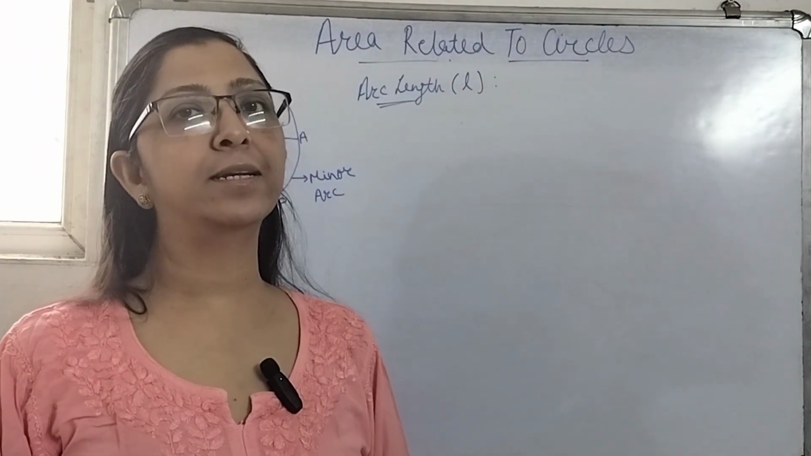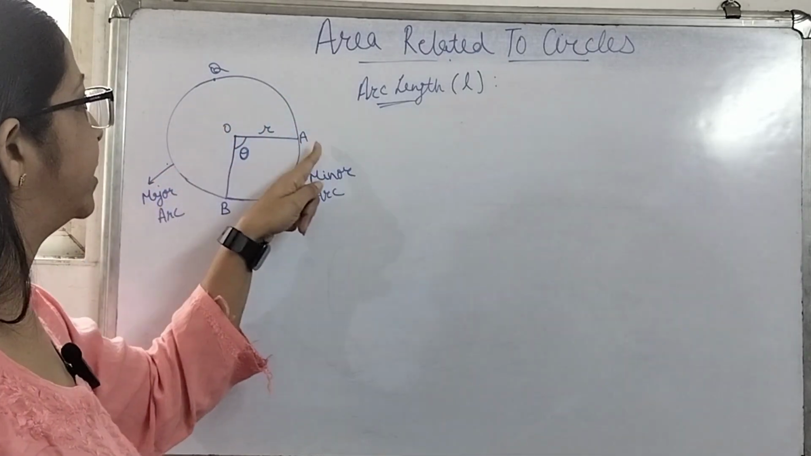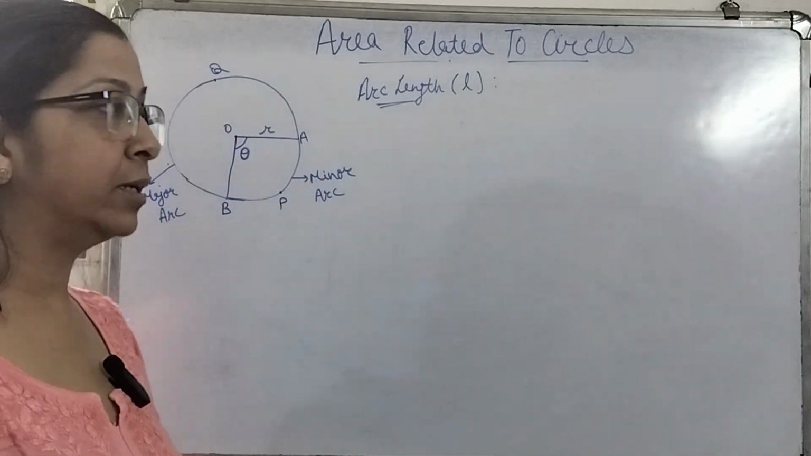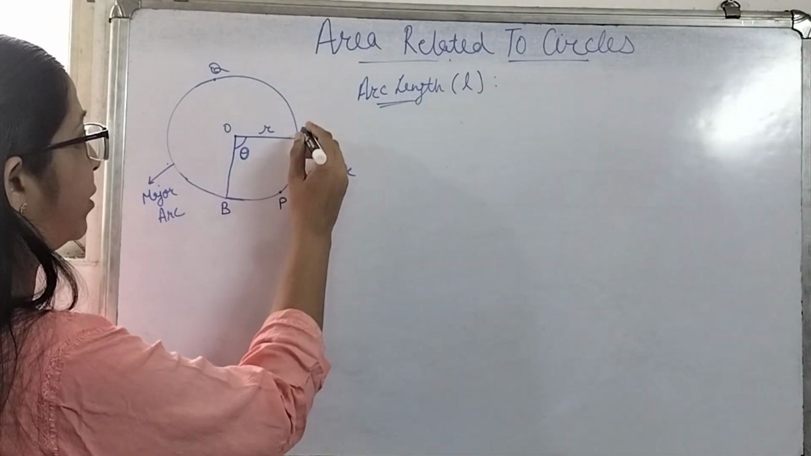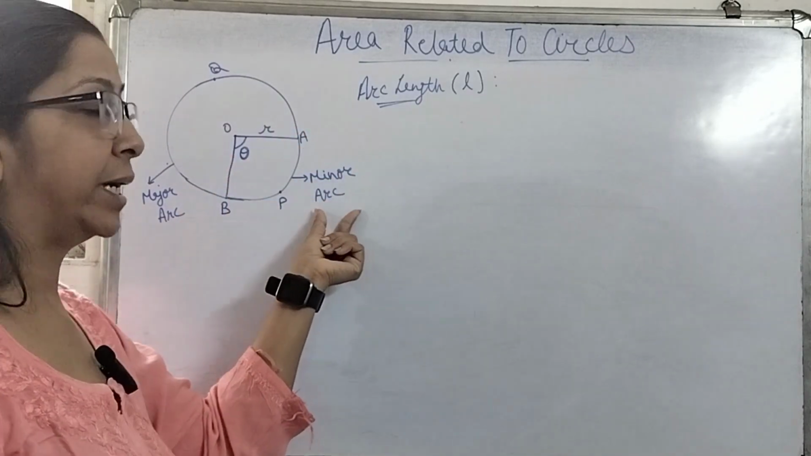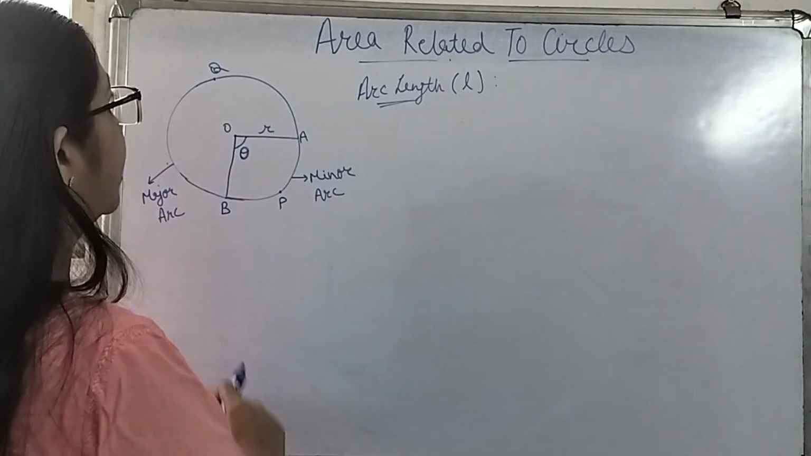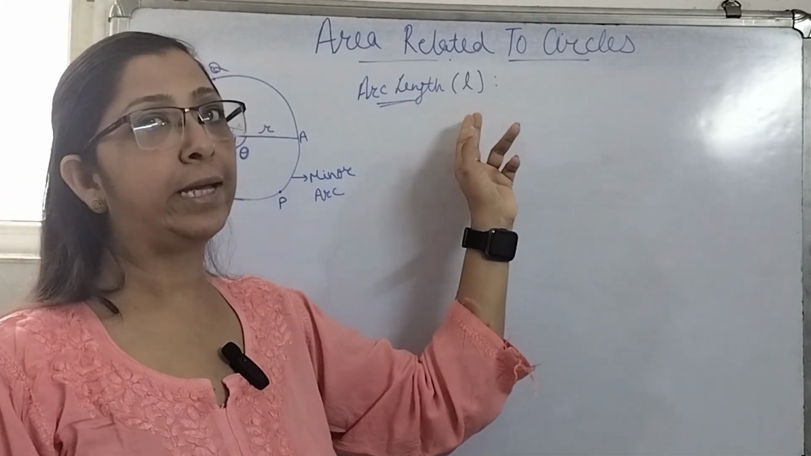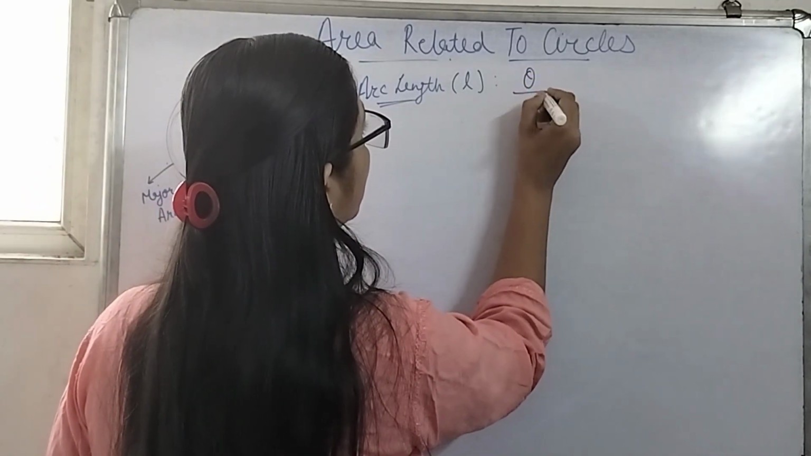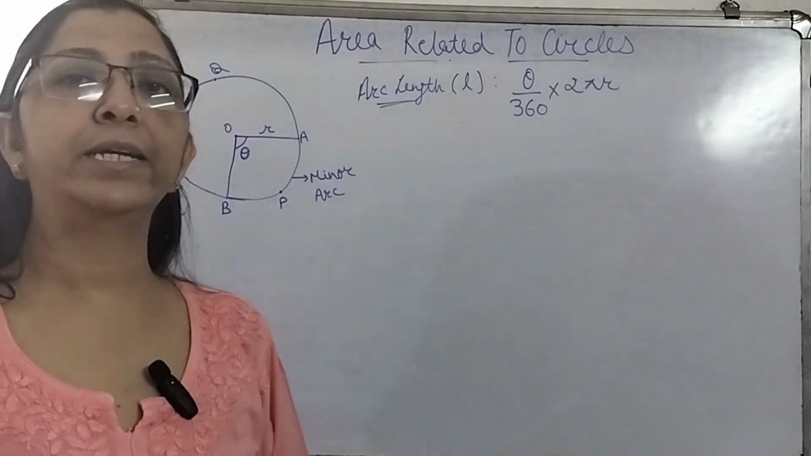Now let's see what arc length is. Again, suppose we have taken a circle with center O and the radius as small r. Here OA and OB both are radii of the circle. If I look at the arc APB, obviously it is a smaller arc, that means it is the minor arc, and the arc AQB is the major arc. The arc length is denoted by small l. Now what will be the formula for finding arc length? It is given by theta over 360 multiplied by 2 pi r.